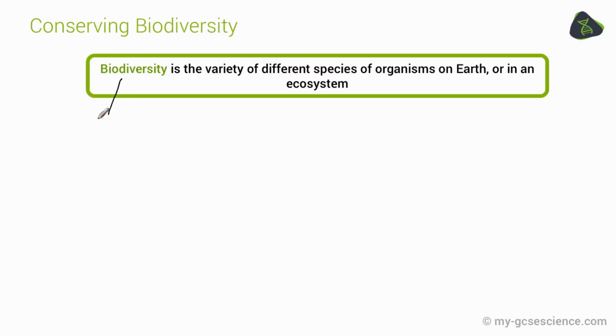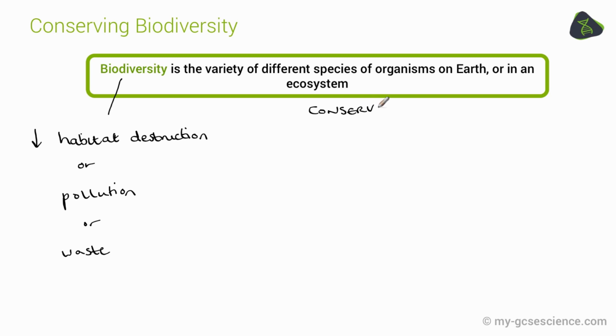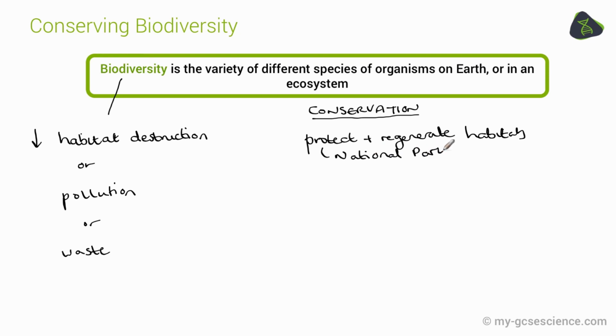So I've mentioned this word already, but what is biodiversity? Well, simply it is the variety of different species of organisms on Earth or in an ecosystem. Humans are reducing biodiversity by causing habitat destruction, pollution or waste. However, there are measures put in place to try and conserve this biodiversity, such as to protect and regenerate habitats. So some habitats are given national park status, or they're areas of specific scientific interest, and they are looked after and conserved. The government also have quotas such as reducing carbon footprints to minimise pollution.